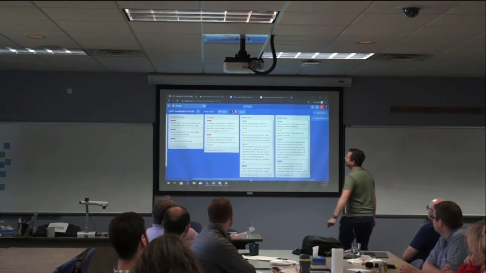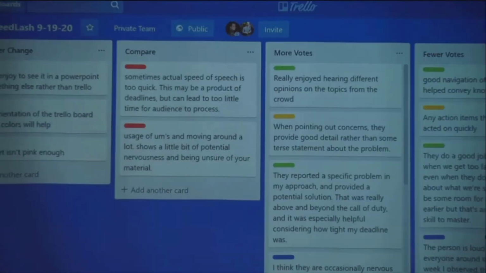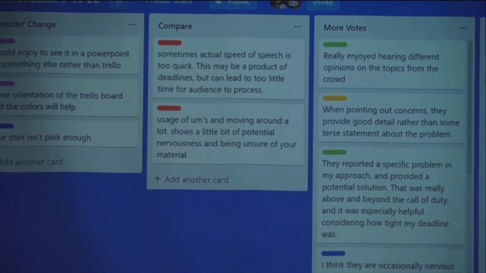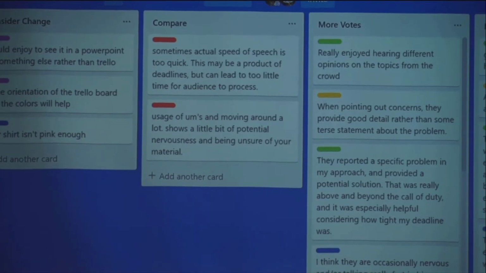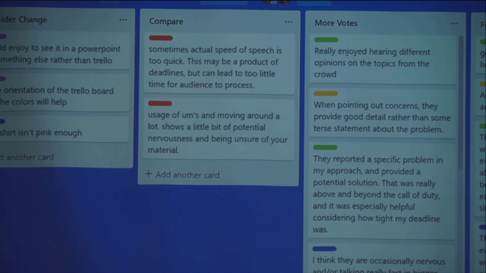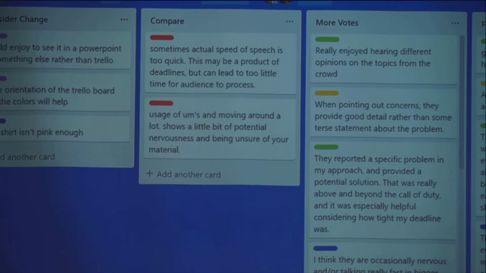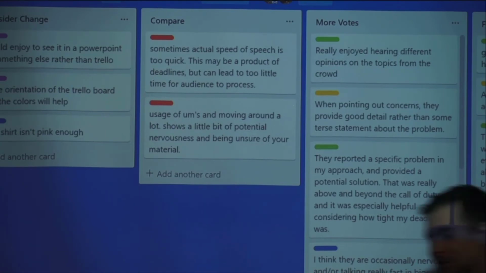Okay, first one. Sometimes actual speed of speech is too quick. This may be a product of deadlines, but can lead to too little time for audience to process. The second one is usage of ums and moving around a lot shows a little bit of potential nervousness and being unsure of your material. Which one is the better piece of feedback, the first one or the second one? Same thing, fist when you're ready. Three, 2, 1. I'm a 2-man myself. Mostly ones, though.